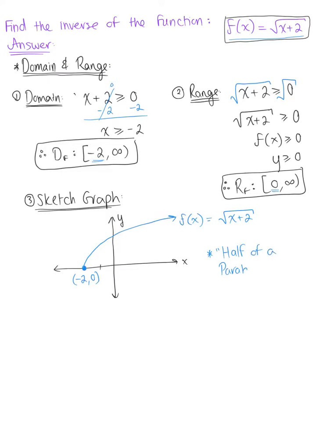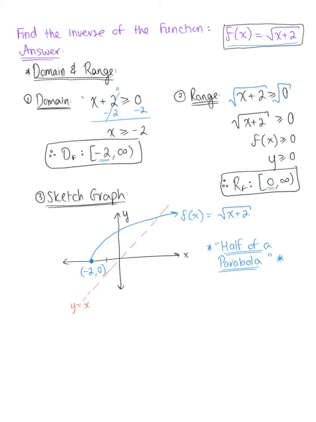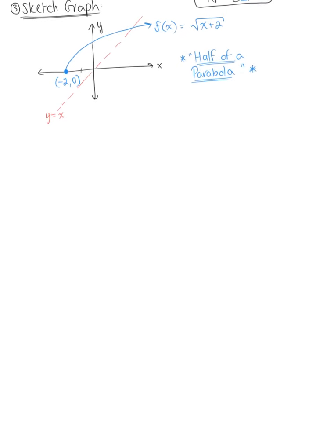We'll want to keep this in mind because we know the graph of our inverse function should be a perfect reflection of f of x across the diagonal line, y is equal to x. So by the time we're done, we'll have a perfect mirror image of the graph across this line. So we're now ready to go ahead and find the inverse.